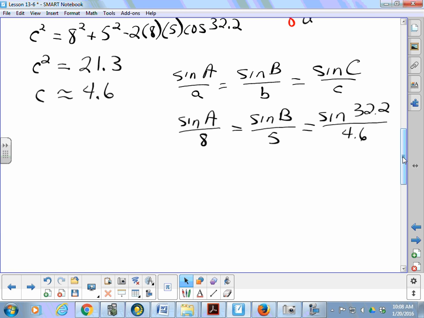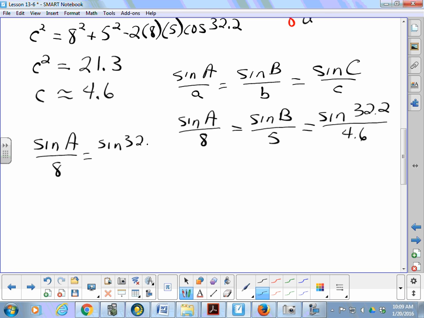All right, so which letter do you like better, A or B? A, okay? So sine of A over 8 equals the sine of 32.2 over 4.6. Now this is one that we didn't talk about yesterday, and I did with fourth hour: what if I need to find an angle, how do I do it?